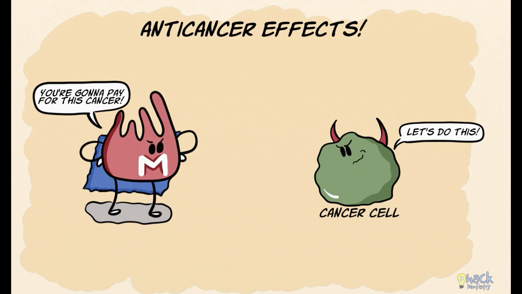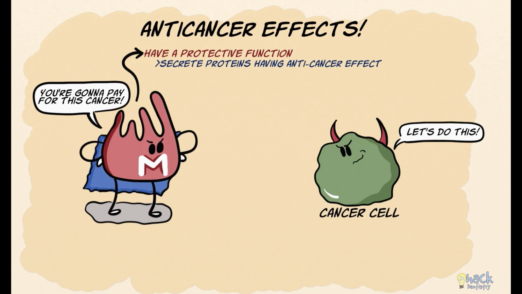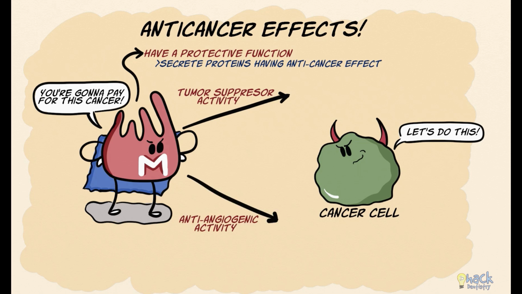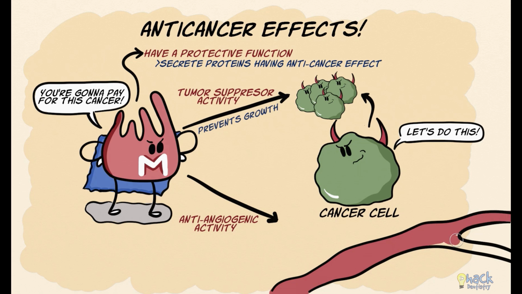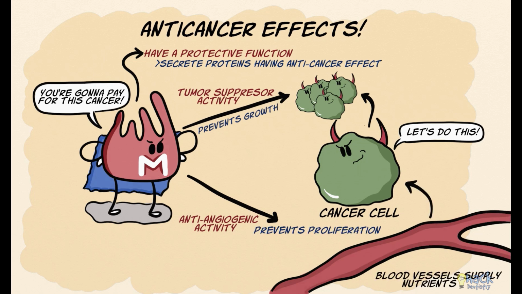Interestingly, studies report that myoepithelial cells have a protective function in that they may secrete certain proteins that may have anti-cancer effects, like a tumor suppressor activity and an anti-angiogenic activity. The tumor suppressor activity refers to inhibition of growth of cancerous cells, while the anti-angiogenic activity refers to the inhibition of proliferation of blood vessels, which may be a source of nutrition for cancer cells.